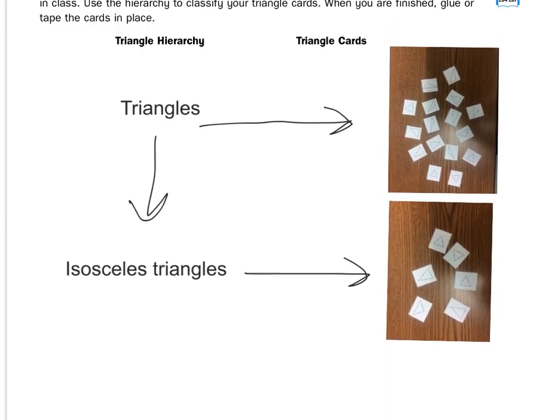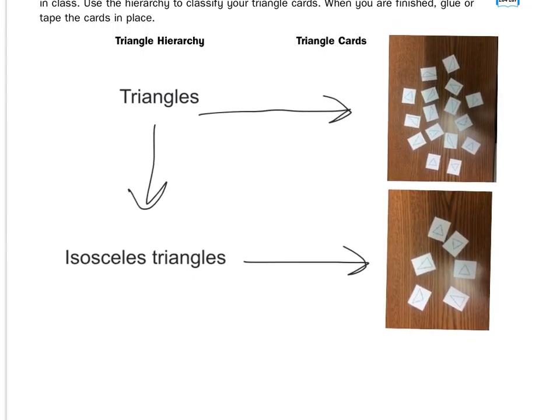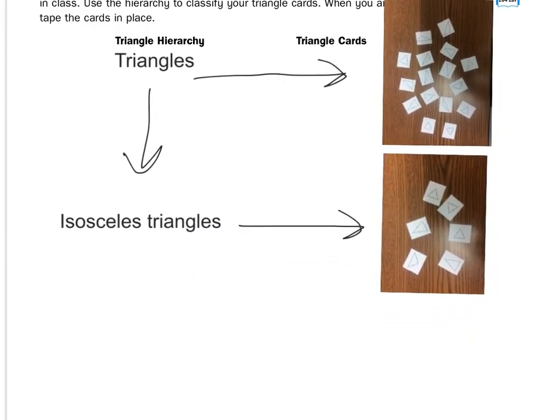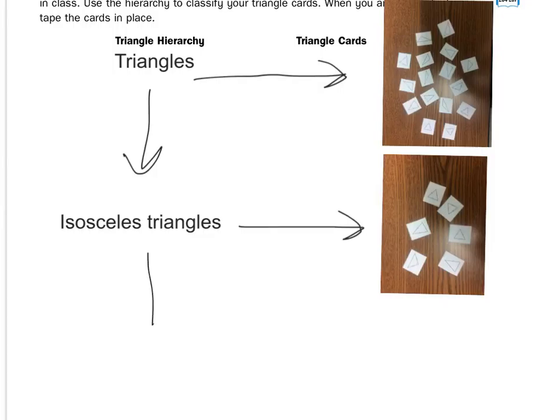Okay, our last category here that we've got to become a little bit more specific on, we've got to look at those triangles in that second category over here. So if we look at those triangles, some of them have 2 sides that are equal, some of them have 3 sides that are equal. So my third category is going to deal exactly with that. It's going to deal with an equilateral triangle.